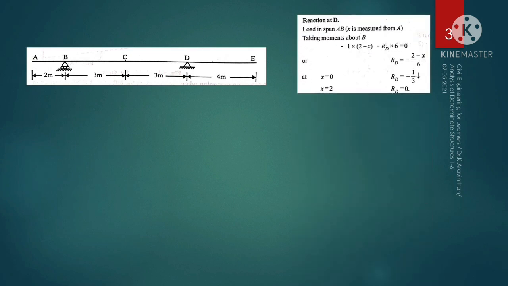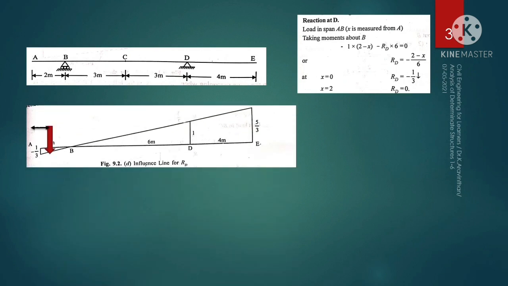Let us find the next case, that is the reaction at D. If a load is moving from A to E, what happens when the load is moving at each and every member? Let us draw the influence line for this. How to find that? The same procedure. You have to place a unit load at each and every section of the member. So first let us take the member AB.